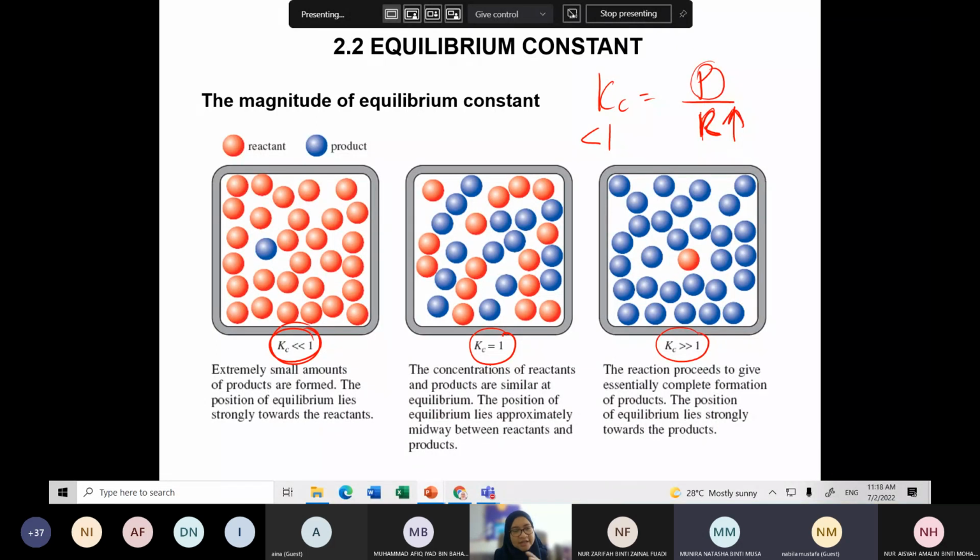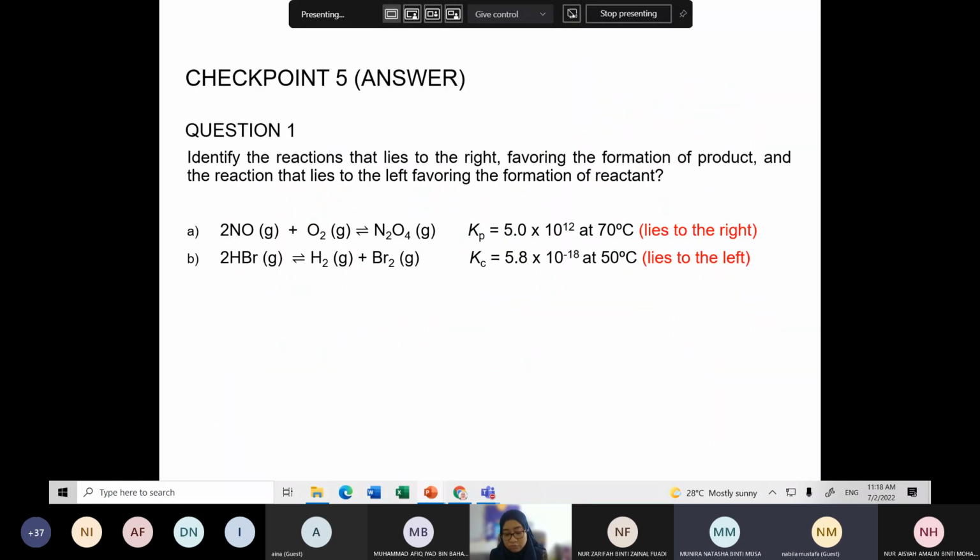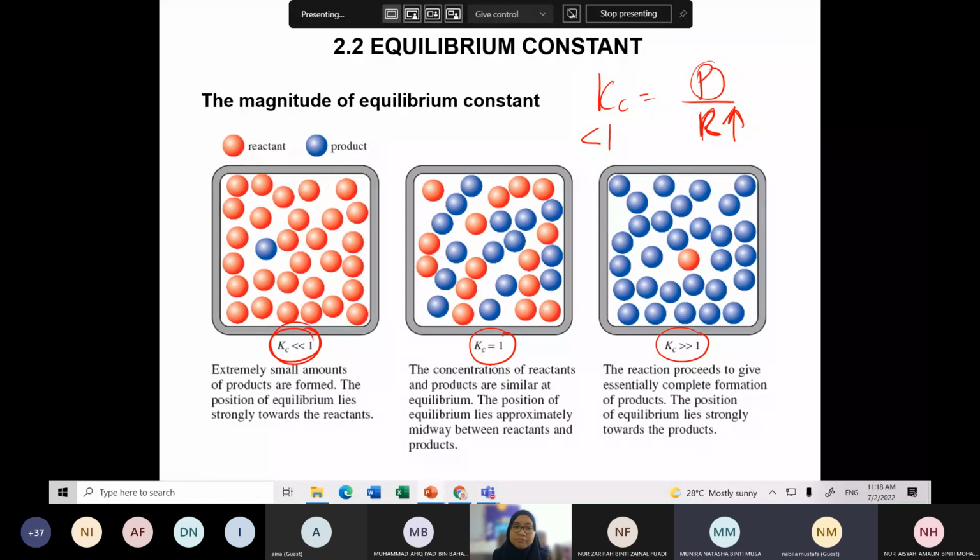Sebab reaction ni ada nature dia sendiri. Dia tak semestinya produk tu kena banyak, not necessarily. Ada reaction yang produk dia sikit. Okay, contohnya kita nak produce drug. Drug is very hard to produce lah. Even the percentage of drug produced is rather small compared to other simple reactions, because the process, the pathway is very complex. Tapi we want the drug. That's the only way. Kita dapat percentage yield dia dalam 40%. Maksudnya 40% of product produced.